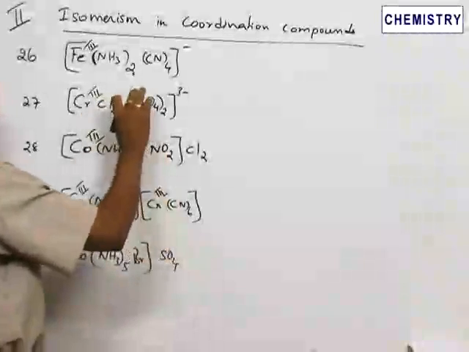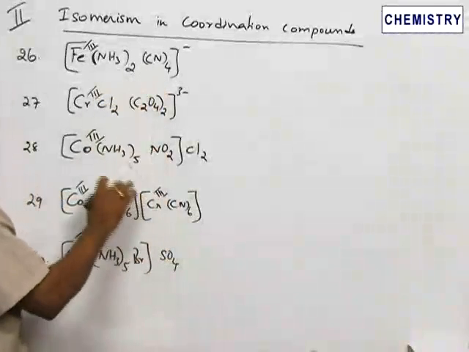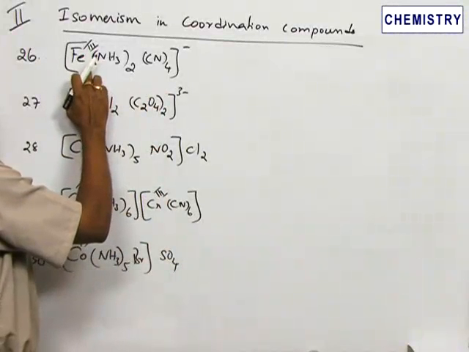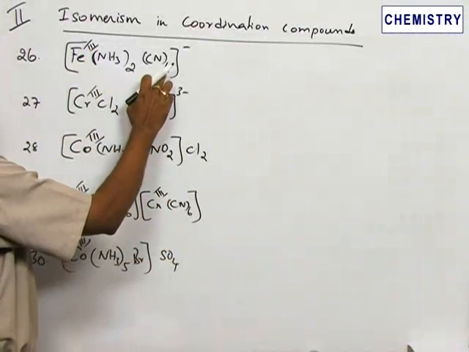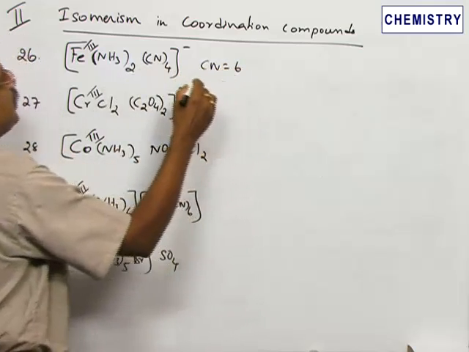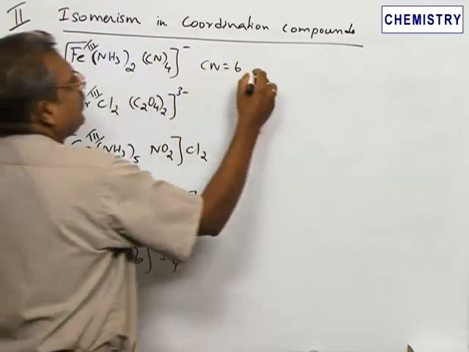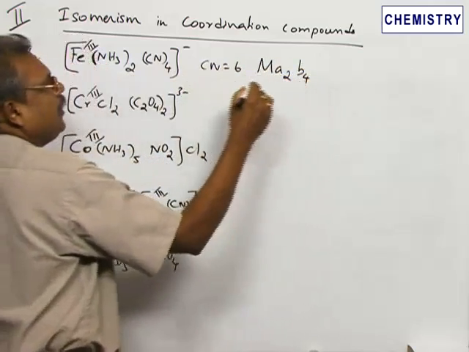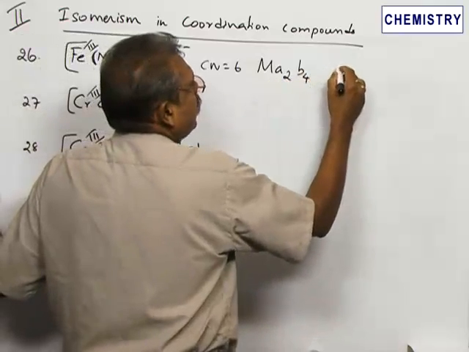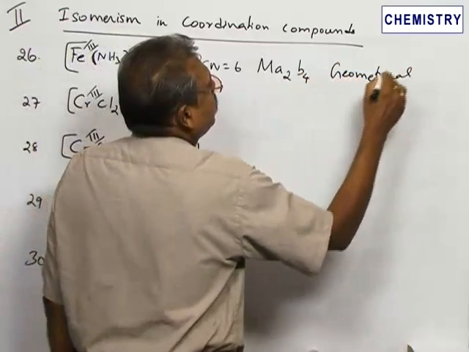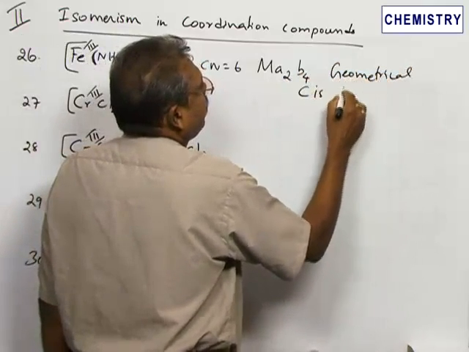Let us discuss the isomerism exhibited by another five compounds. Compound 26 is the iron in the form of ferric complex. Here the coordination number is 6, four plus two, and the format is MA4B2. Definitely it will exhibit geometrical isomerism, and that too cis and trans.